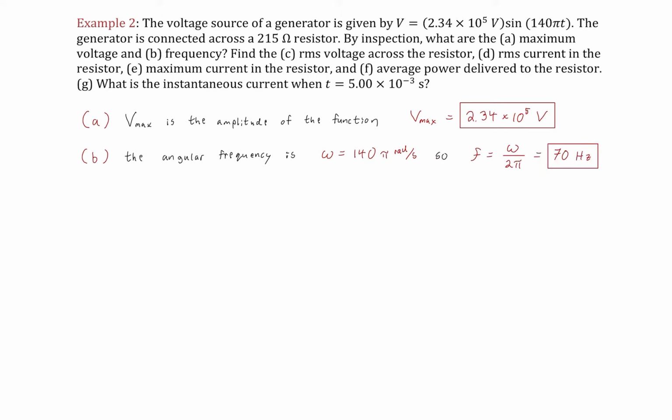Okay, very good. All right, now we're going to do some calculations and find the RMS voltage across the resistor. Well, that's just a matter, as in the example above, of dividing the amplitude, which is the maximum voltage, by root 2.